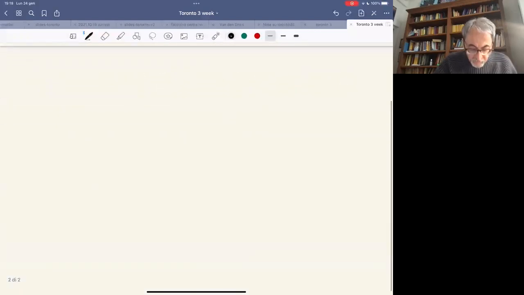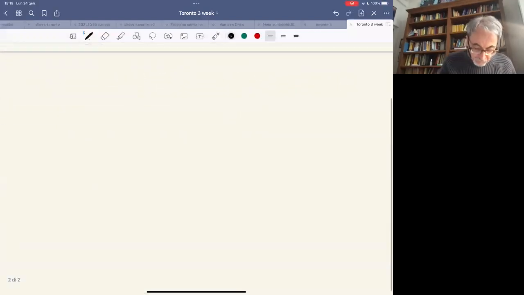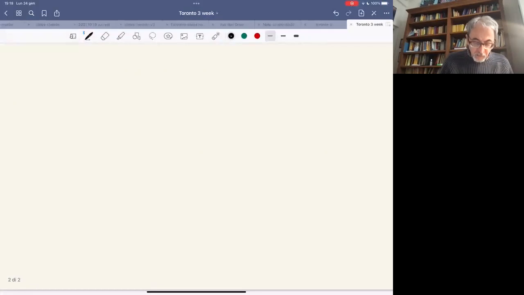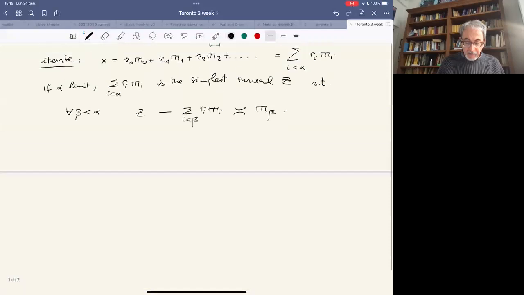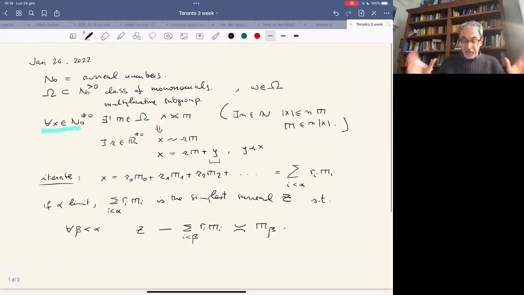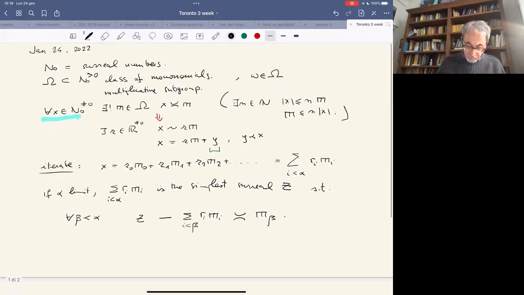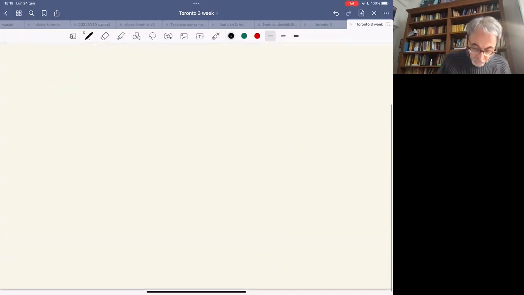So this gives an isomorphism between the surreal numbers and certain abstract fields of infinite sums. These were the so-called Hahn fields. Recall that M is an ordered multiplicative group.